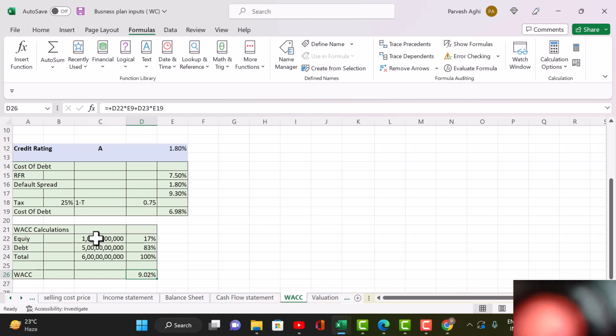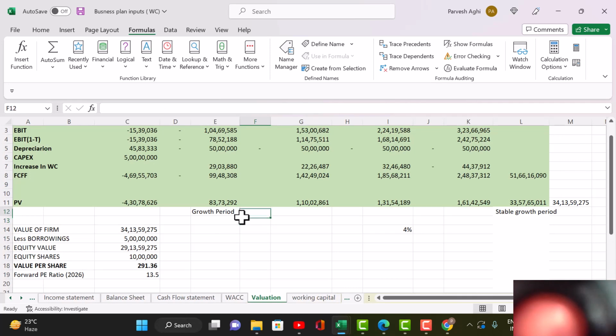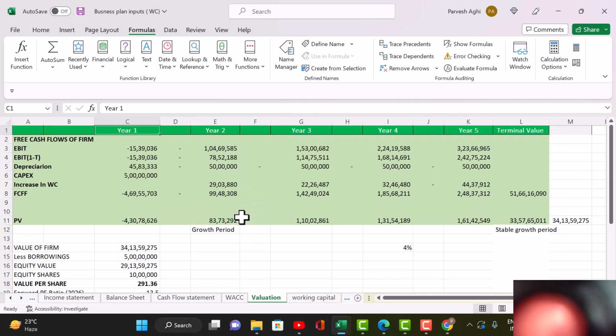Is that okay? Yes, sir. Fine. So let's start with this. So I'll start here only. Year 1. So I've just copied the EBIT of all the years. Year 1, year 2, year 3, year 4, year 5. Is that okay? Yes. Fine.